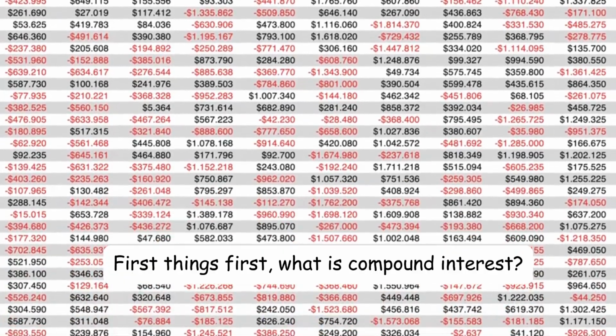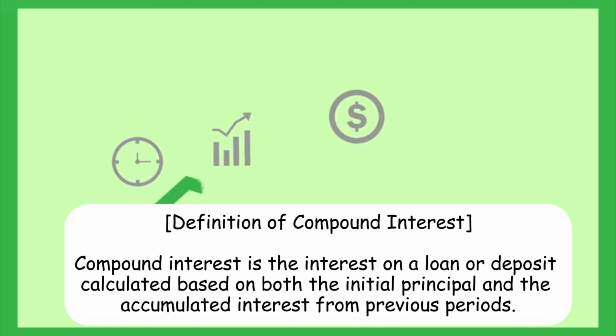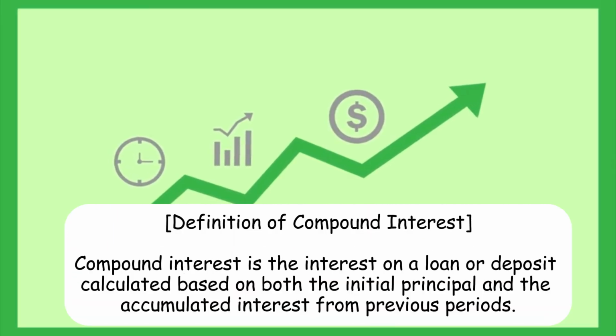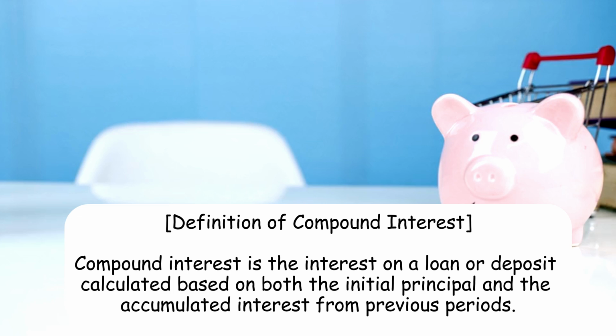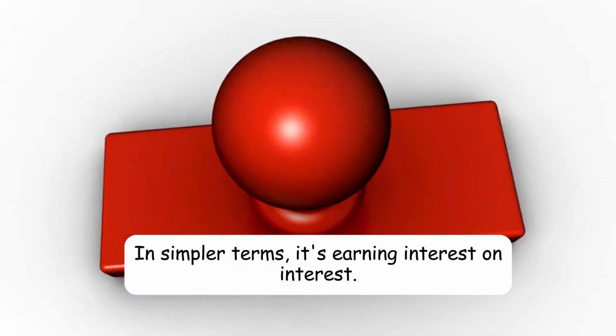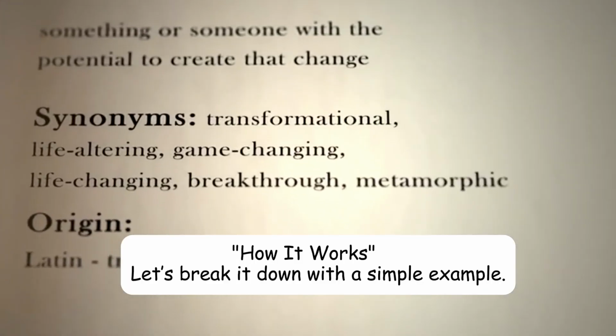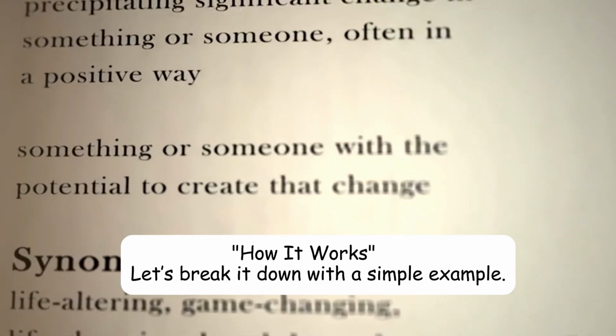First things first, what is compound interest? Definition of compound interest. Compound interest is the interest on a loan or deposit calculated based on both the initial principal and the accumulated interest from previous periods. In simpler terms, it's earning interest on interest. How does it work? Let's break it down with a simple example.